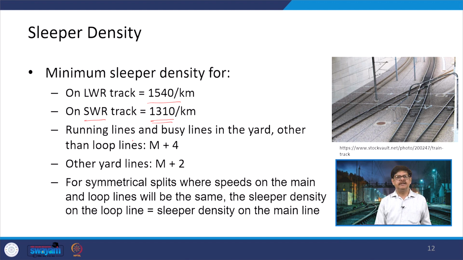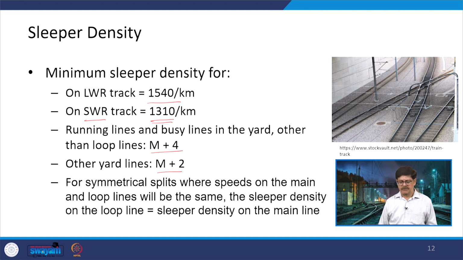Now, in the case of running lines and bridging lines in yards other than the loop lines, we use the factor of m plus 4, but for other yard lines it can be m plus 2. So, it means the number of sleepers is further reduced. For symmetrical splits where speeds on the main and the loop lines are the same, the sleeper density on the loop line should be equal to the sleeper density on the main line.